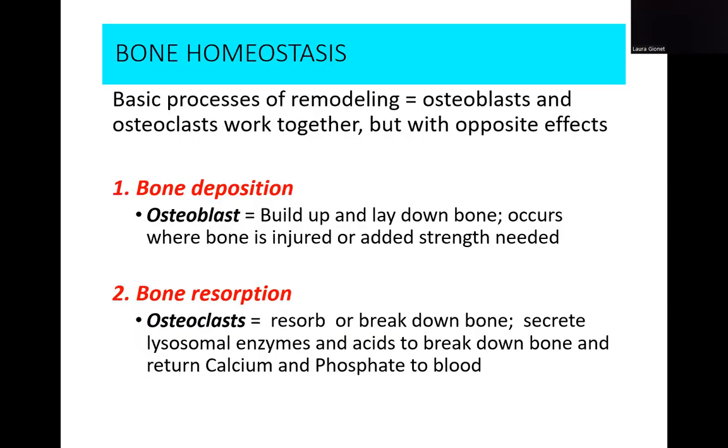Okay, bone homeostasis. This is the basic process of remodeling. Osteoblasts and osteoclasts work together, but with opposite effects. We have bone deposition, which is how you lay down new bone, and that's the function of an osteoblast. Build up and lay down bone. It occurs when bone is injured or needs added strength, or when we're trying to increase appositional growth. But we're also talking about what happens after you reach skeletal maturity and you're an adult.